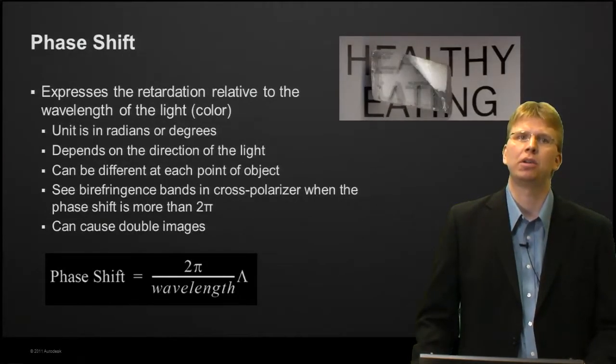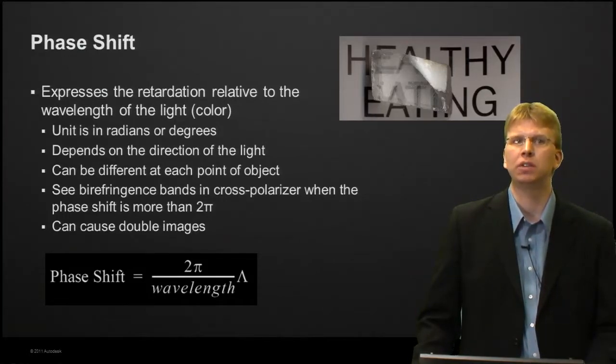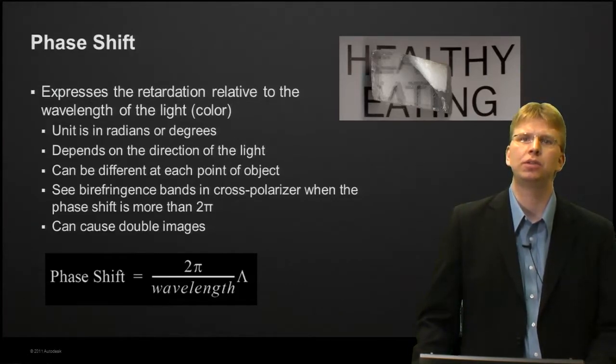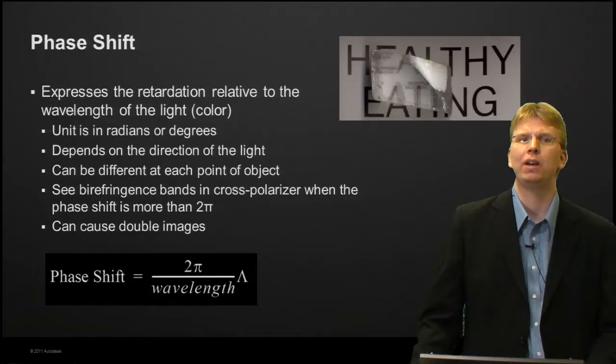We also have a terminology called phase shift. Phase shift expresses the retardation relative to the wavelength of a light, typically a green color light. The unit is represented in radians or degrees, and it depends on the direction of the light. It can be different at different points, as we discussed before. You can see birefringence bands in a cross polarizer when the phase shift is greater than 2 pi or 360 degrees. And this can cause double images like the image you see above me. So phase shift is defined as 2 pi over the wavelength of light times the retardation.